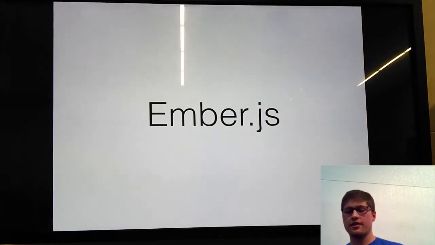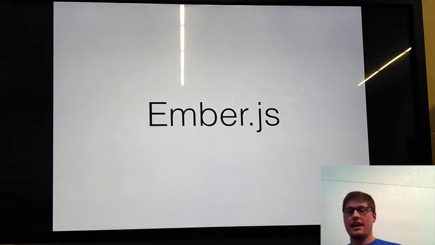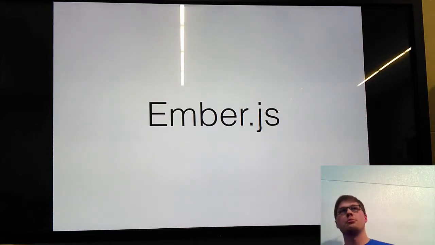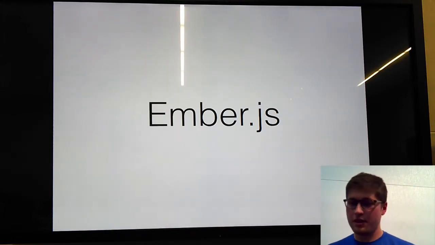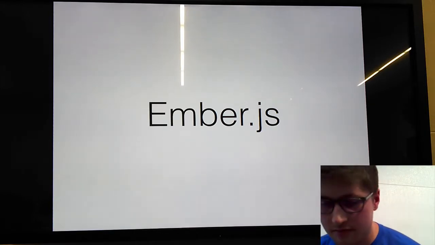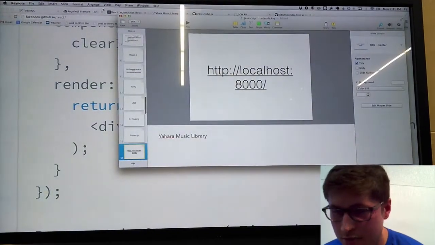So just a quick synopsis of where other things came from. Ember actually is a successor to Sprout Core, which is what Apple MobileMe was built on. They built that in Sprout Core 1, and then Sprout Core 2 came out, and then they renamed it to Ember. So it's a big framework. It's very opinionated. It's kind of the Rails of JavaScript frameworks. To look at this, we're going to go look at this localhost app.